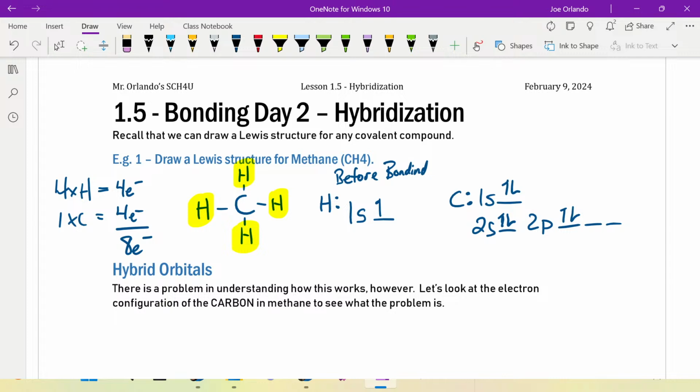Fine, yeah, how should this be, Natalia? Yeah, they go side by side. Whose rule is that? Hund's rule. Okay, oh, my eraser isn't working.